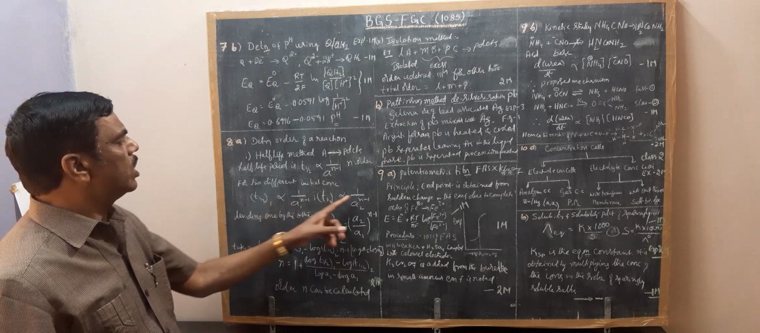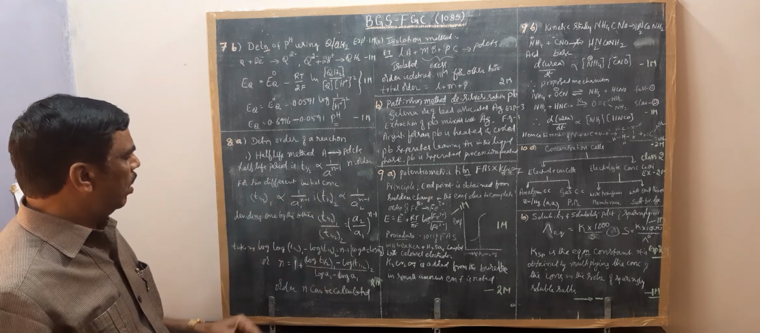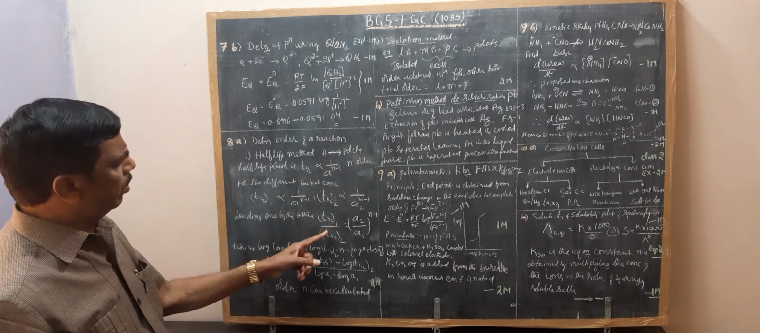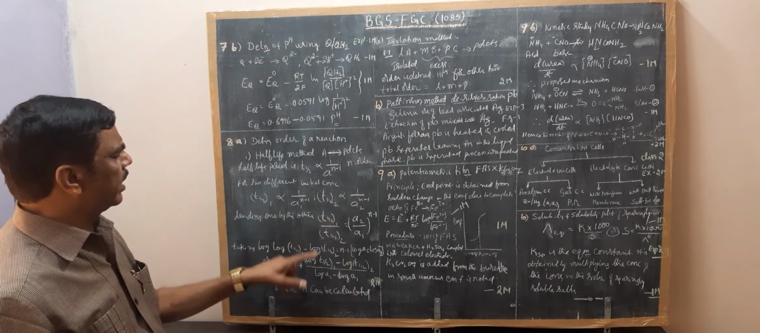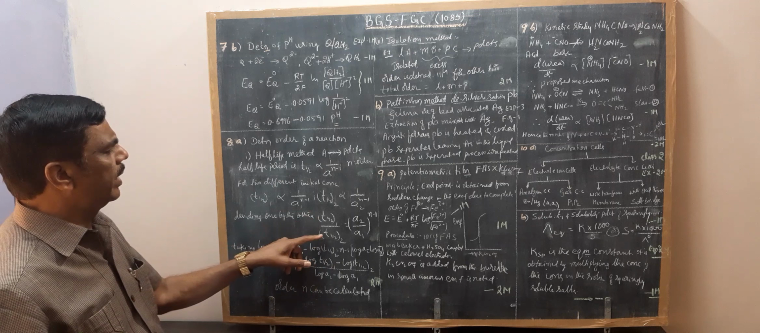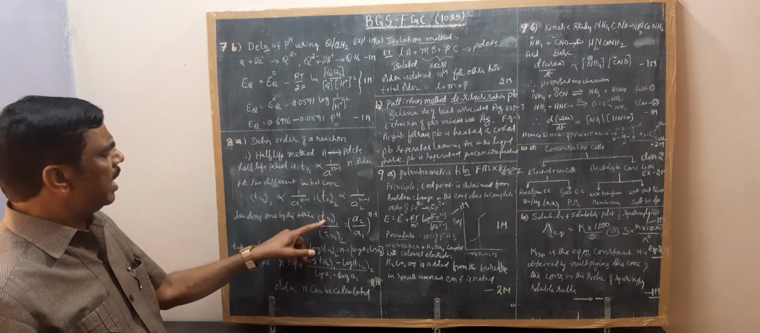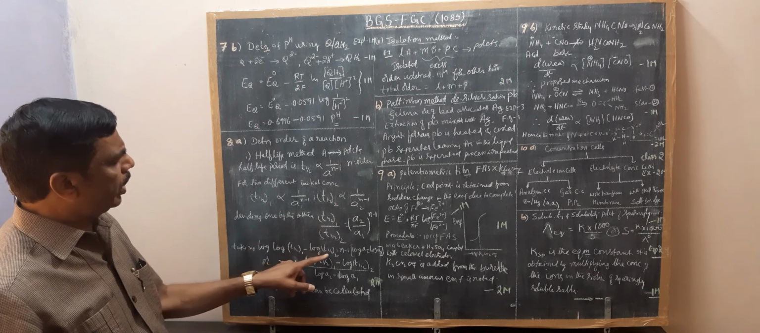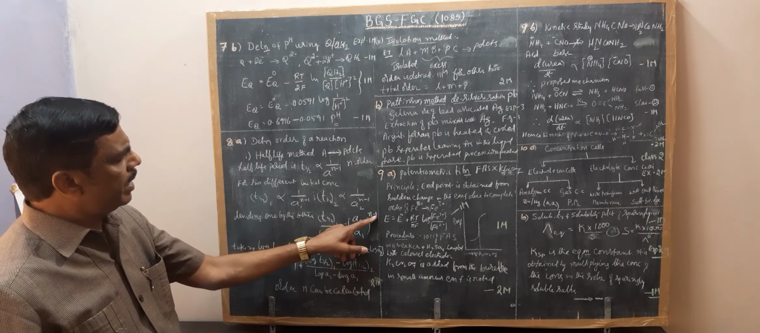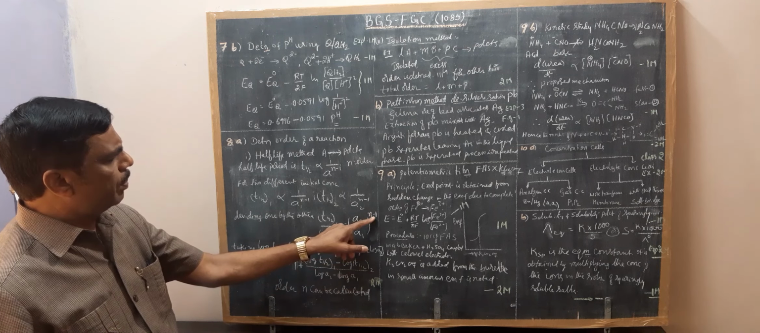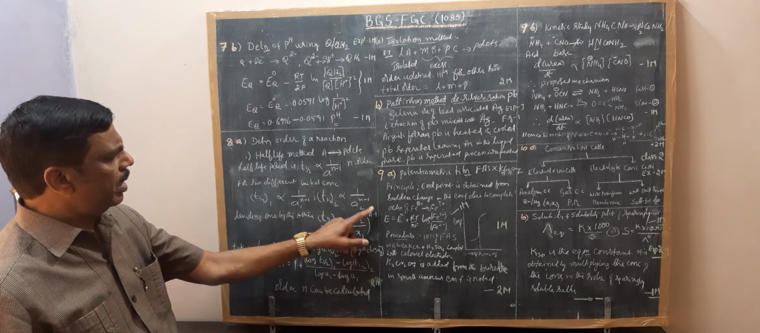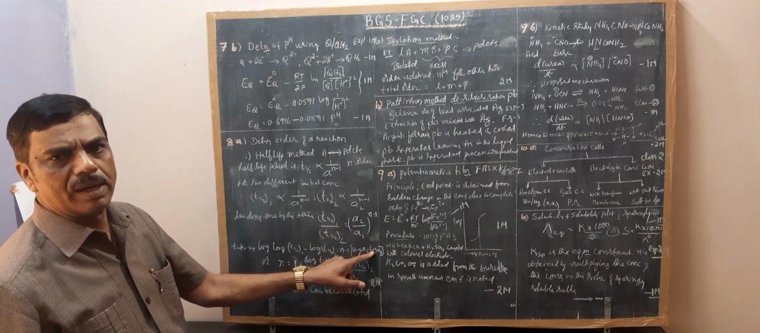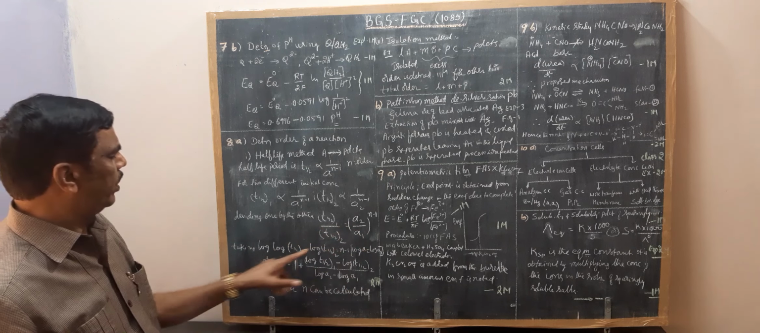By dividing these two, one by another, and taking the log on both sides, what will you get? log t_half1 minus log t_half2 is equal to (n minus 1) log [A2] minus log [A1]. Taking log on both sides, we end up with this expression.